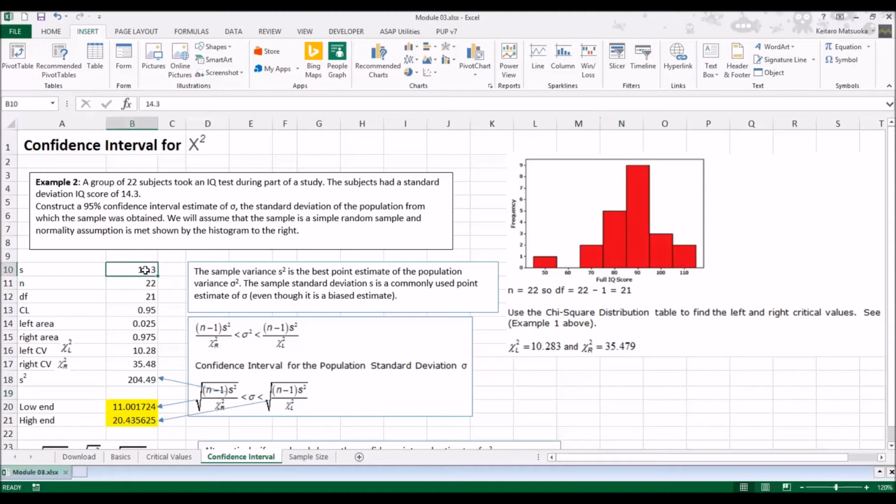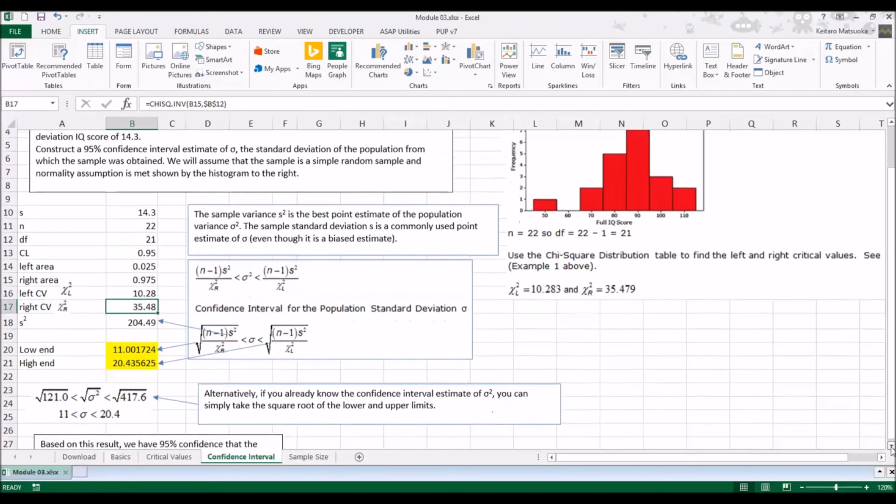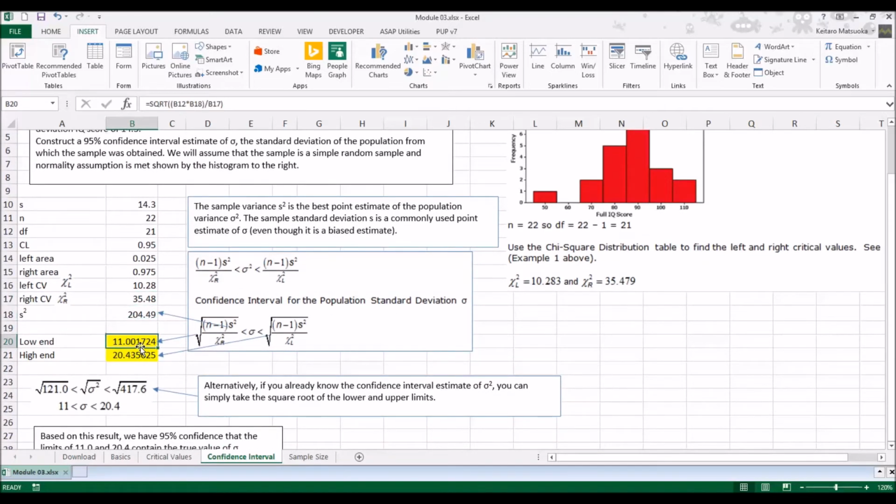Here's s. What's the sample size? That's 22, so degrees of freedom will be 21. The confidence level was given to you, 0.95. If you plug in these numbers, the rest will automatically calculate themselves. The chi-square left side is 10.28. Chi-squared on the right side is 35.48. Using those values, we figure out the confidence intervals.